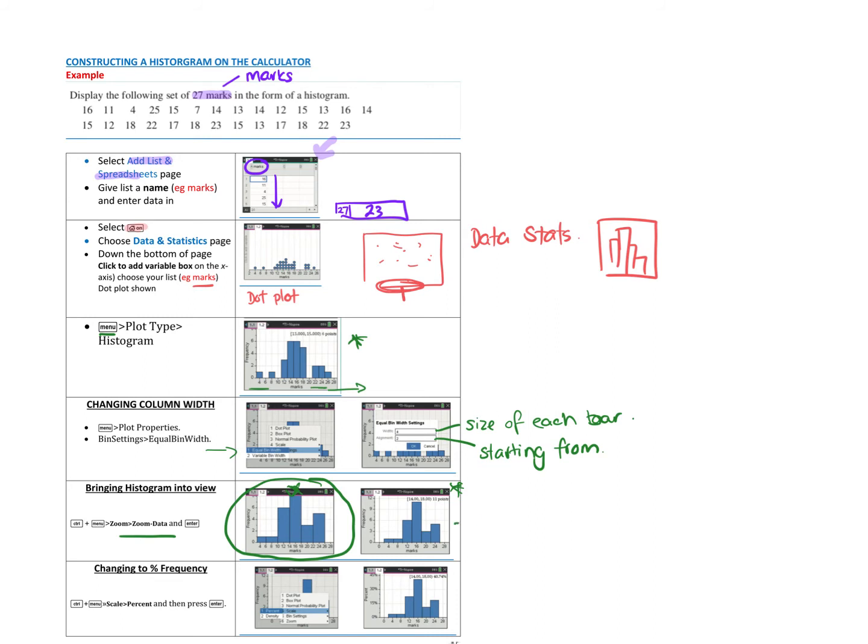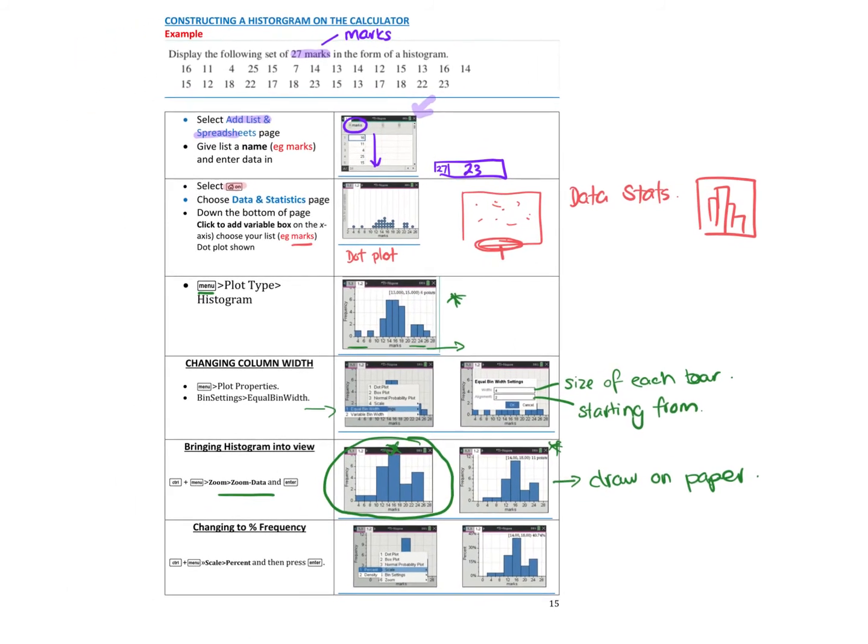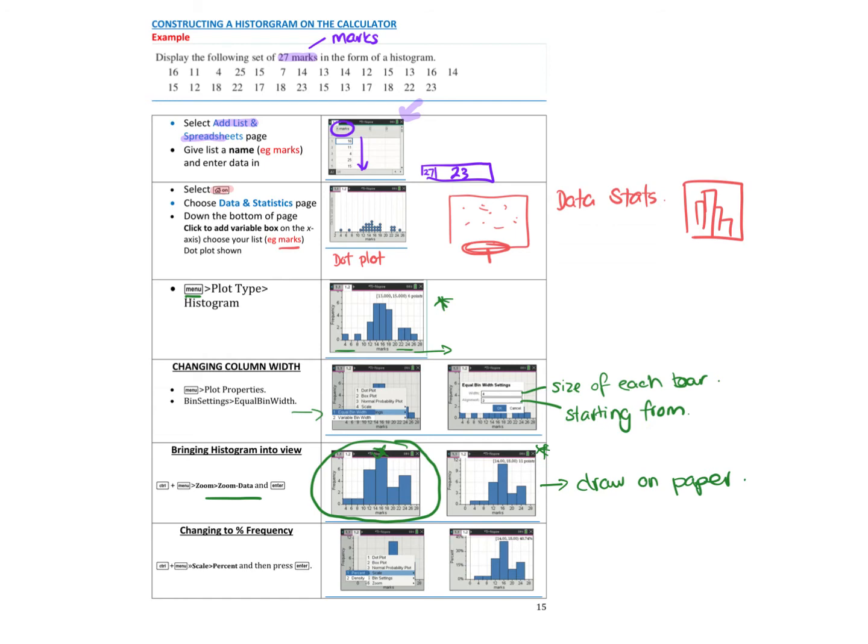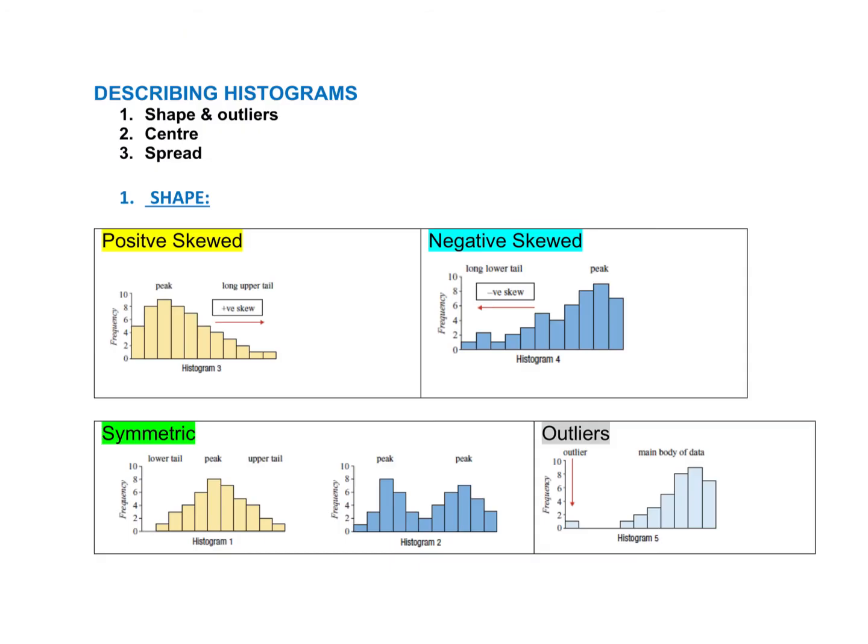So this could be what you write or draw on your paper as a histogram that you want. Okay, now if you want to change this to a percentage frequency, so at the moment it is simply a frequency, we can do that too. We can just go Menu again, Scale, and you change it to percent, and you'll get a percentage frequency histogram.